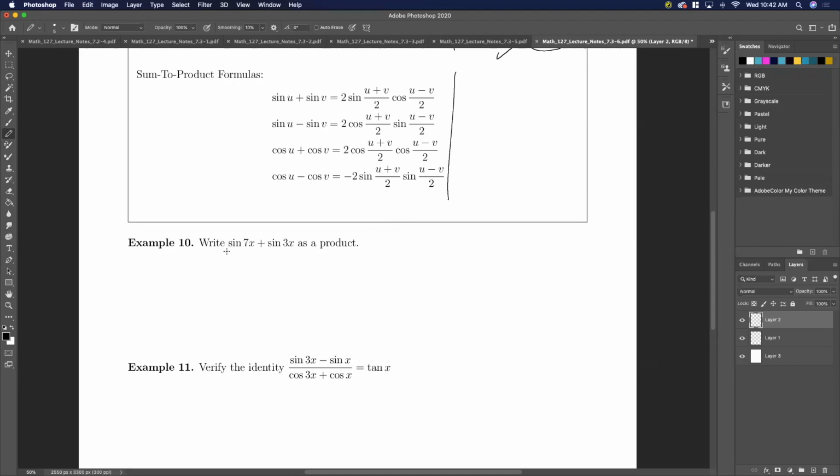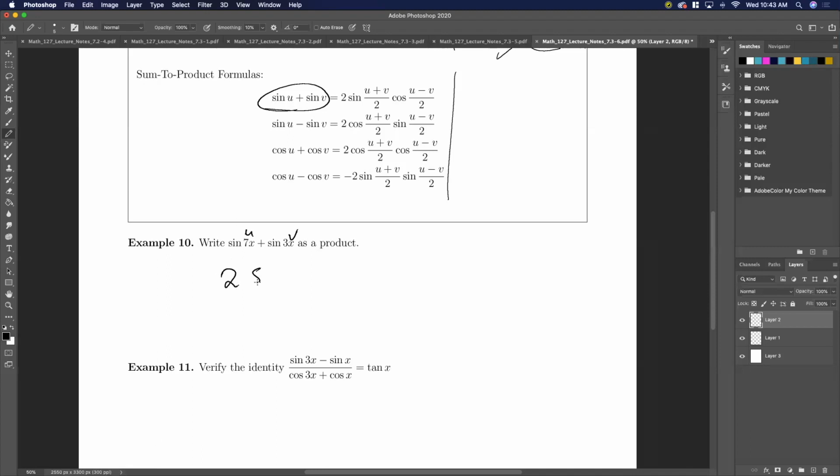All right, so I want to write this sum as a product. Well, how am I going to do that? I'm going to use one of these. Which one? Why, this one, right? So where u is going to be equal to 7x and b is going to be equal to 3x. And so here, I'm going to write this as a product.